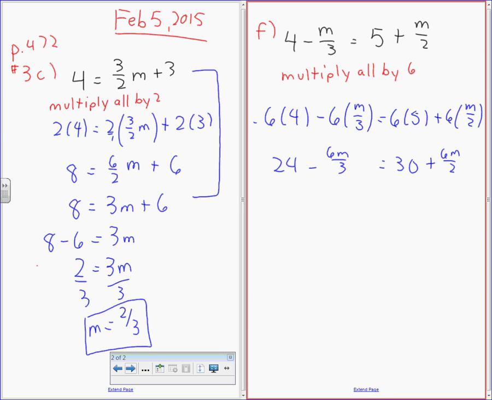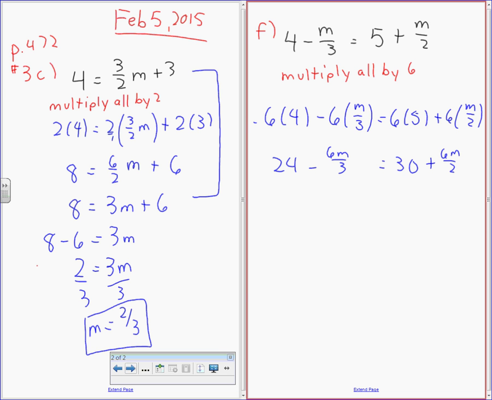Now, Noah, I'm going to pick on you again. How did you get that? How'd you know that? 6 times m over 3 is 6m over 3. Okay, I'll help you out. There's an invisible 1 beside the m, right? It's like the numerator is 1m over 3. That's what it is. So this will be 6 times 1.